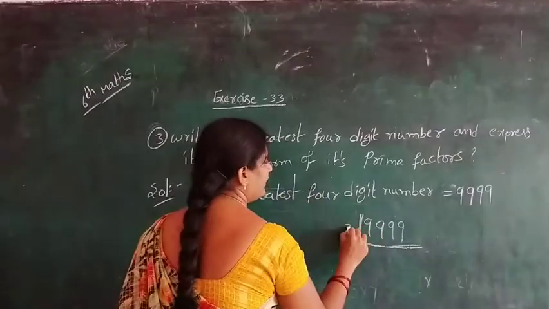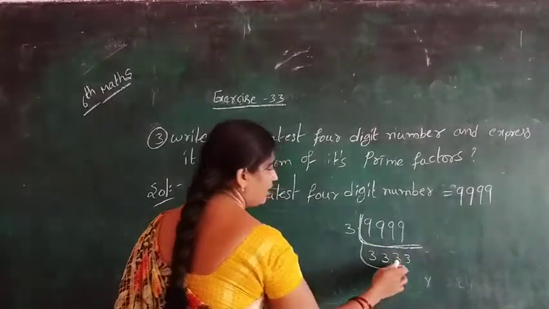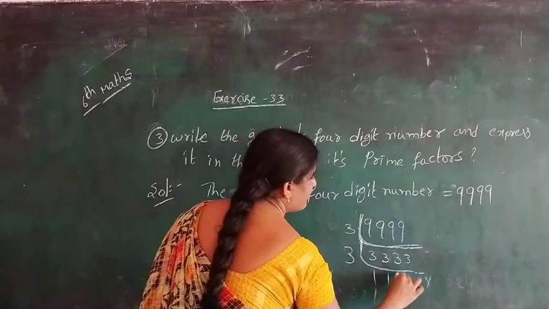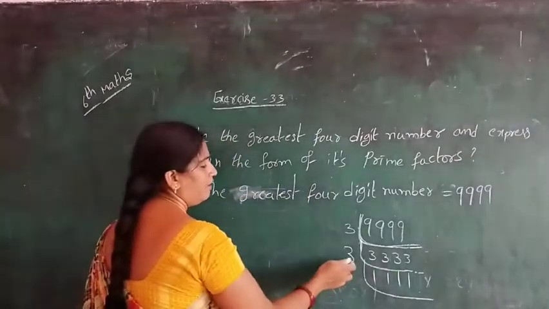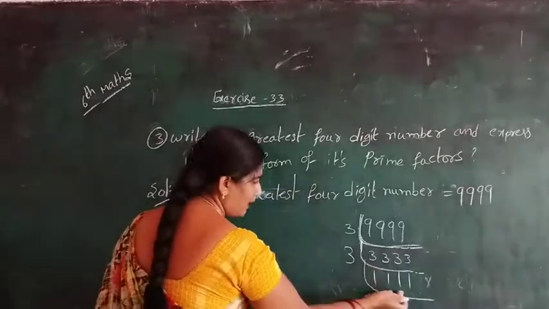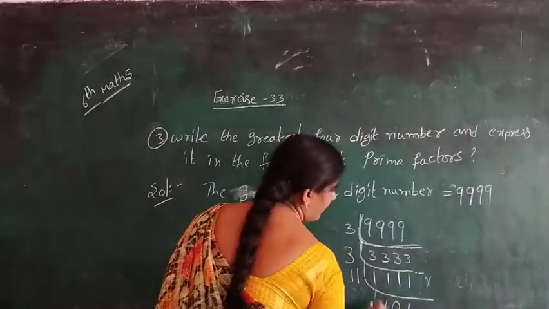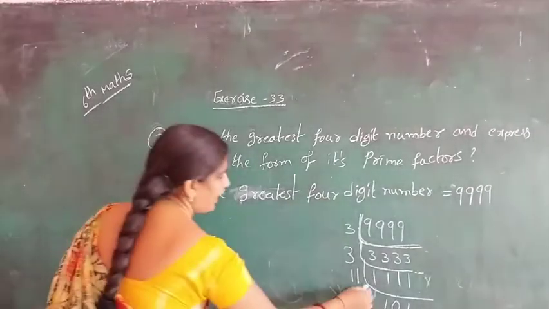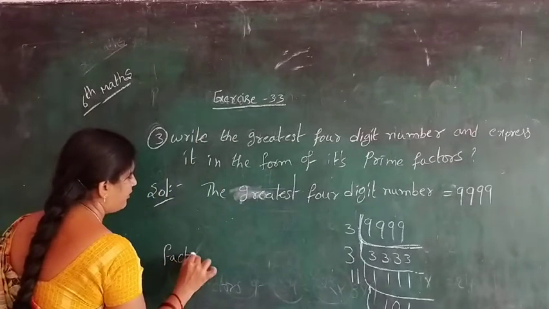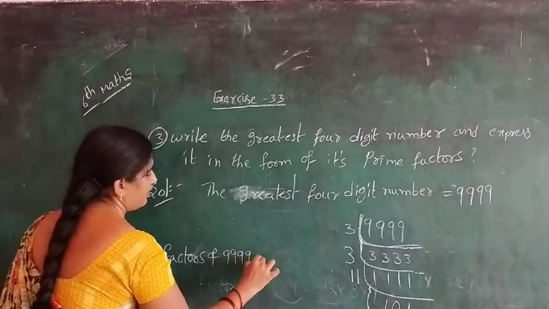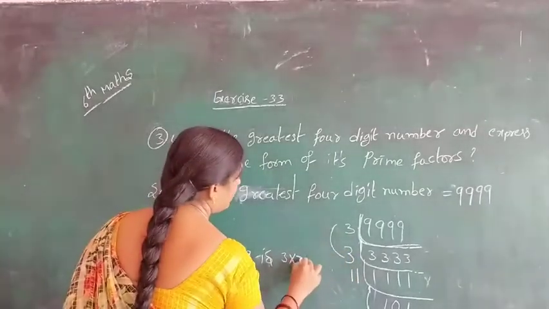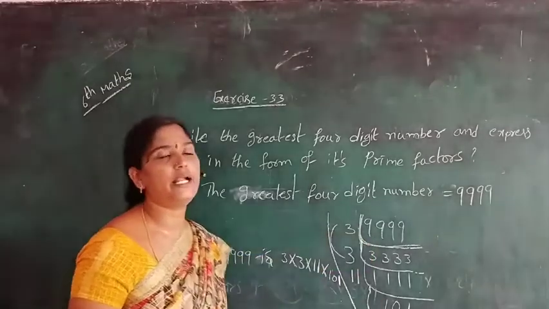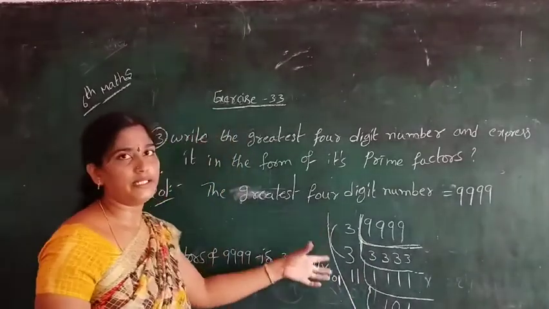We divide by the number 3. 3 threes are 9, 3333 threes are 9999. Okay. Next, 3 ones are 3, 1111 threes are 3333. Next, we can write this number as 1111. Okay. Next, we can write the factors of 9999 as 3 into 3 into 11 into 101. Okay, we can multiply these numbers and 9999 comes. So this is the division method in prime factorization.